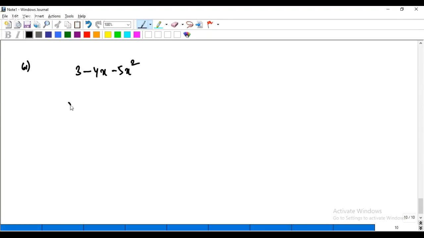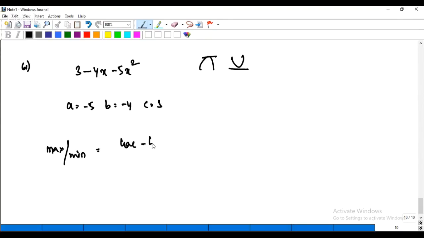So the value of A is minus 5, the value of B is minus 4, the value of C is 3. A parabola will have either a maximum value or a minimum value, which is given by (4ac minus b square) by 4a. So you simply substitute in this and you will get 19 by 5.